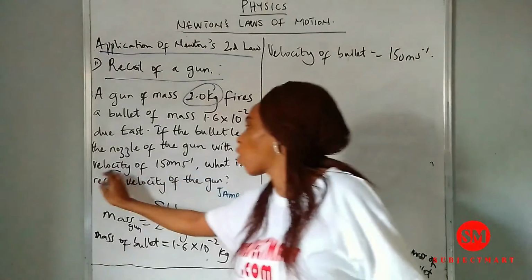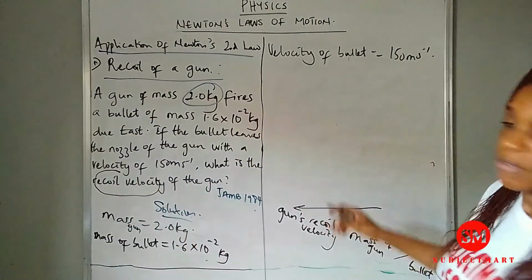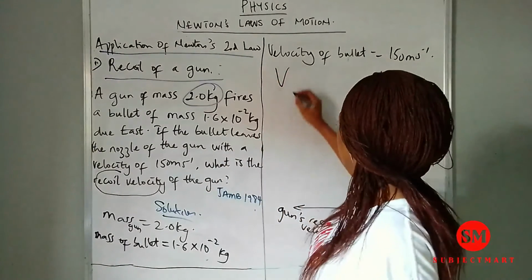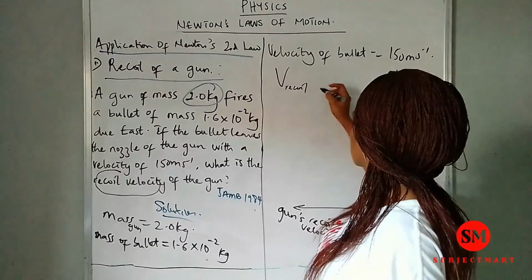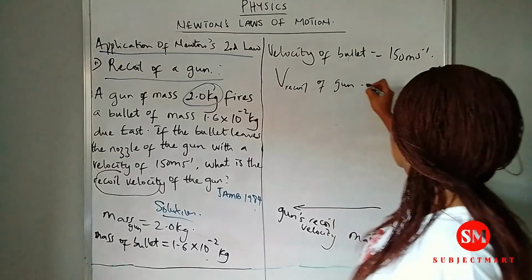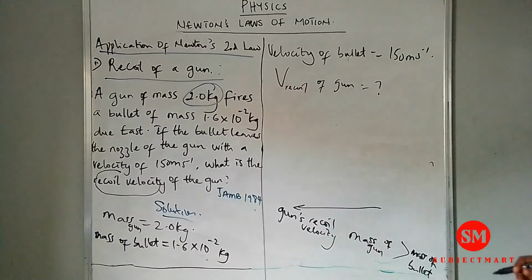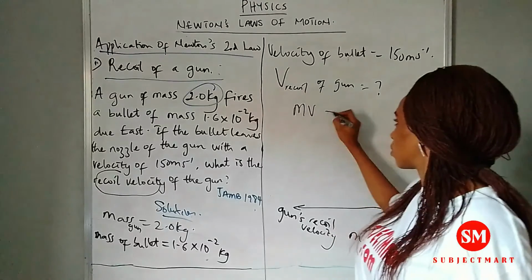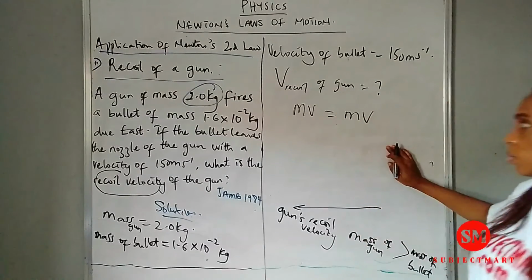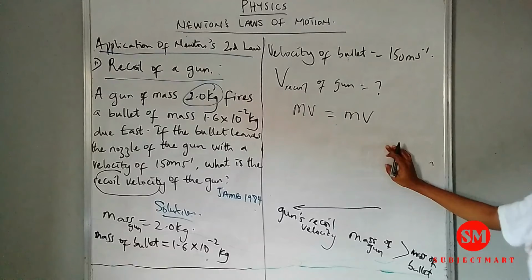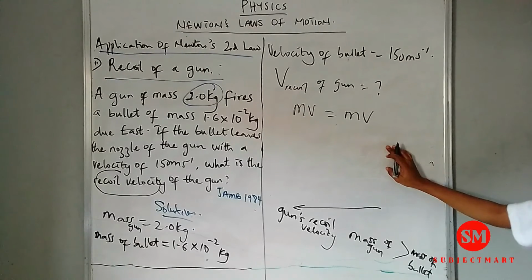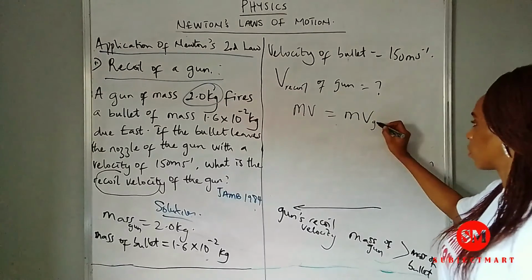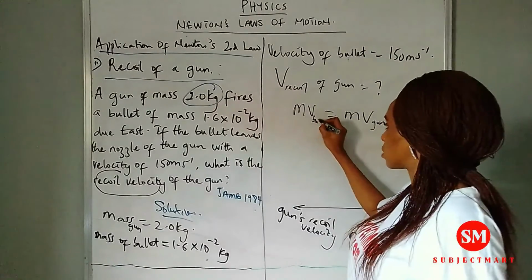So the question says, what is the recoil velocity? By recoil velocity, that means the recoil velocity of the gun, V. That is what we are asked to calculate. Don't forget, I said that the momentum is conserved. The momentum of the gun is equal to the momentum of the bullet.